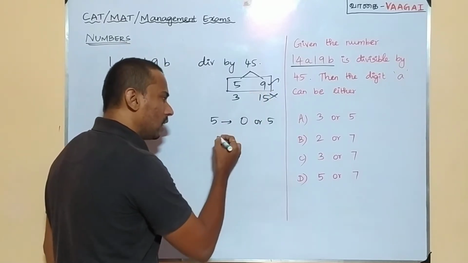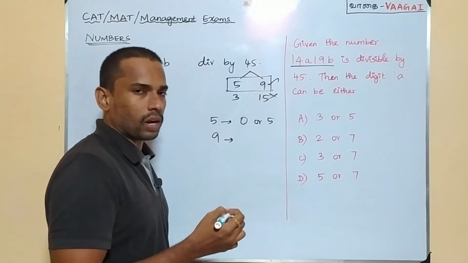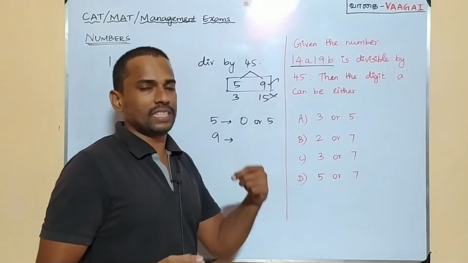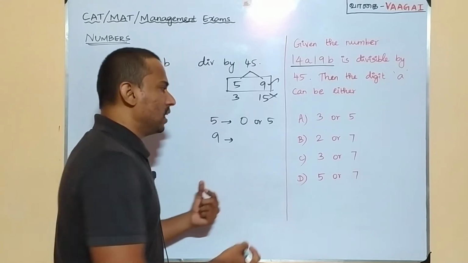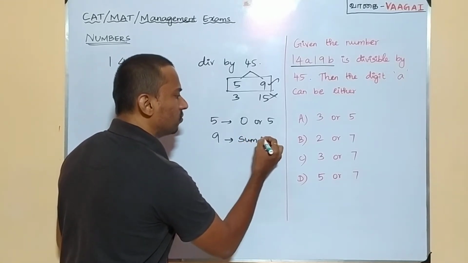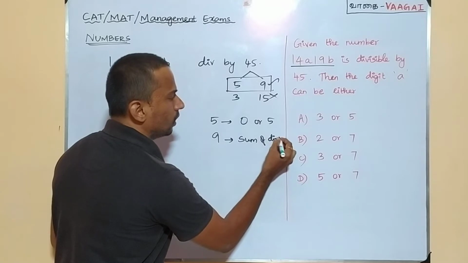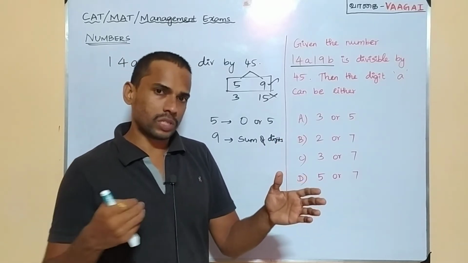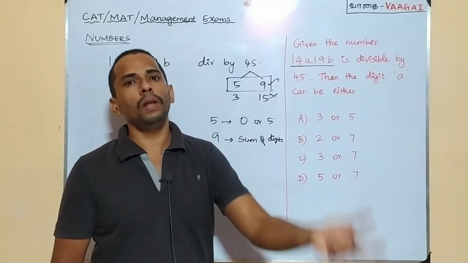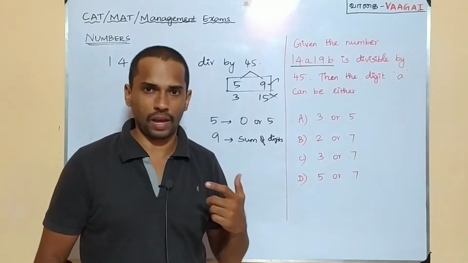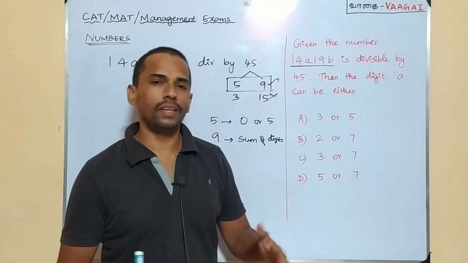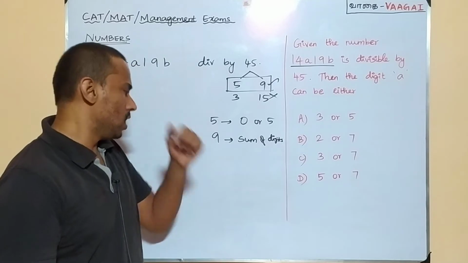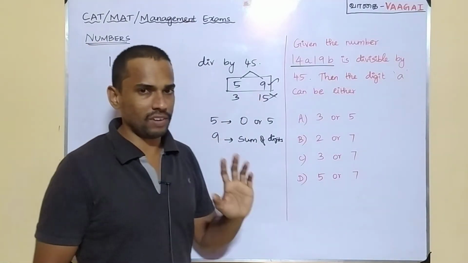And same way for the other number 9, what is the test? For a number to be divisible by 9, we have to take the sum of the digits of the number. If you take all the digits of your number and sum it up, and if the sum is divisible by 9, then the number is also divisible by 9. If the sum is not divisible, then obviously the number will also not be divisible by 9. Okay, so it is better to just quickly revise these two things.